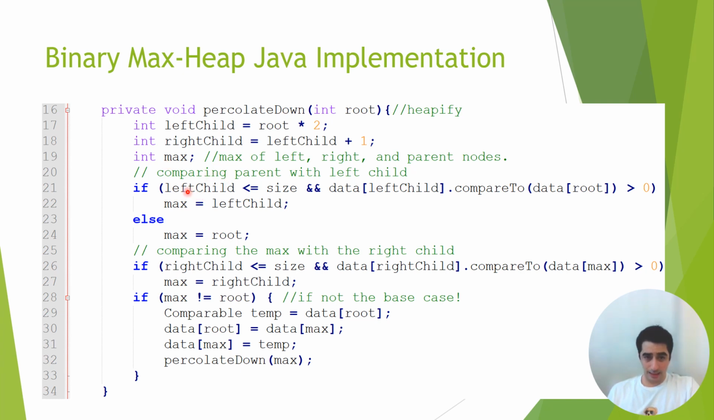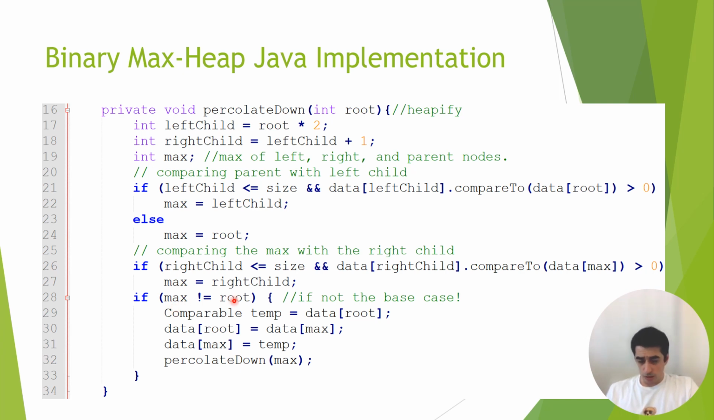You need to first compare the left child with the root or the parent. If the parent is less than the left child, the max would be the left child, otherwise the max would be the root. Then you're going to compare the maximum of left and parent with the right child. If the maximum is less than the right child, then max will be the right child. Otherwise, max remains as whatever it was before. Now, long story short, line 28, the max is the maximum of left, right, and the parent.